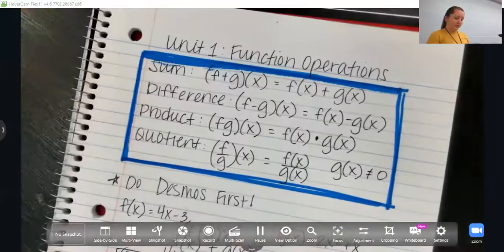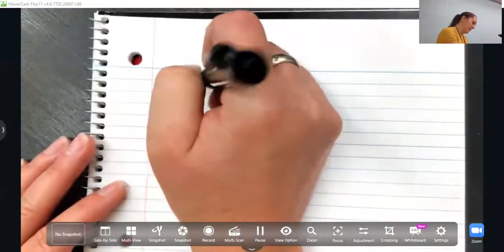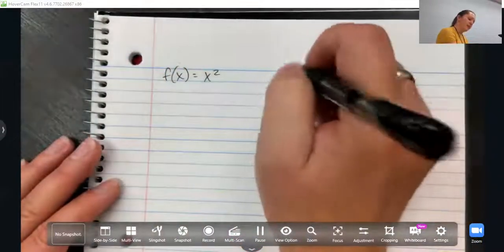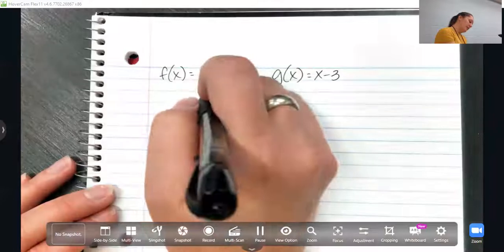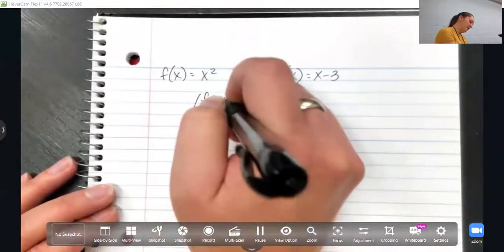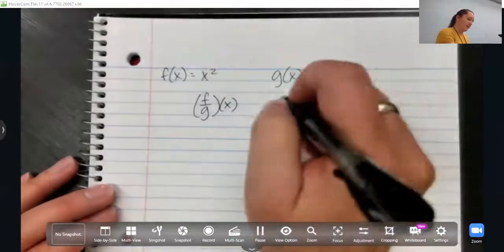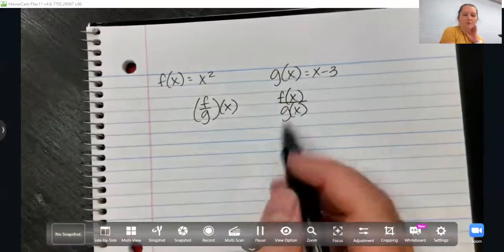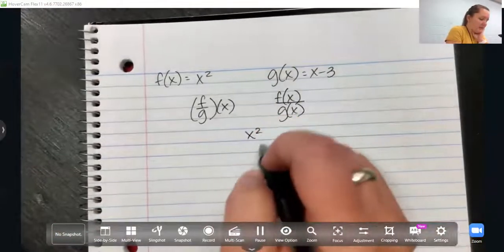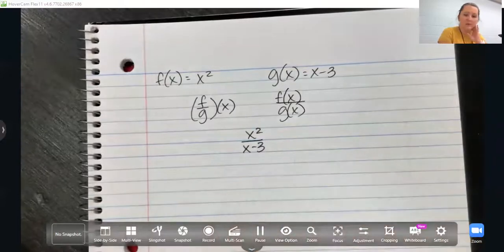Okay, let's try one more. We're going to find the quotient of these. So we have the same thing, right? f of x equals x squared and g of x equals x minus 3. So if I want to find f divided by g of x, that's the same thing as me saying f of x divided by g of x, right? So my function would be x squared divided by x minus 3.